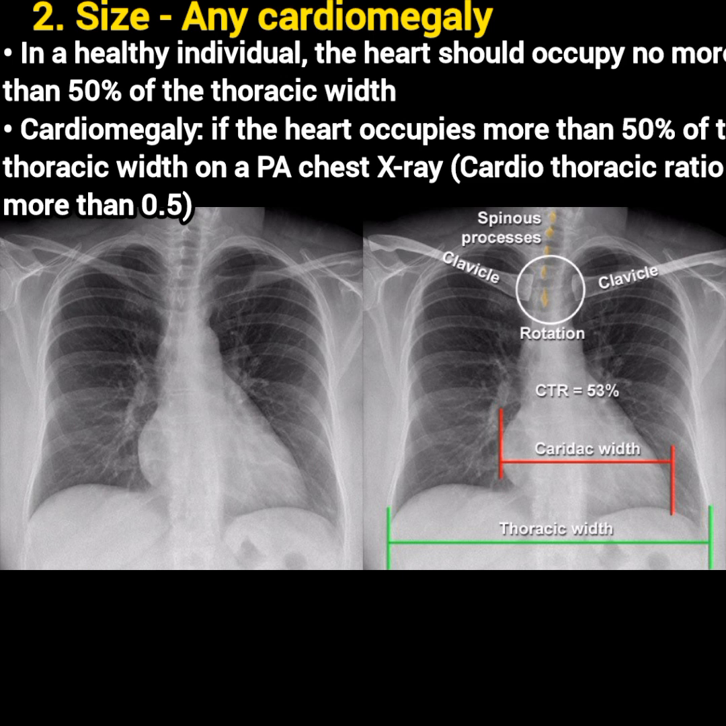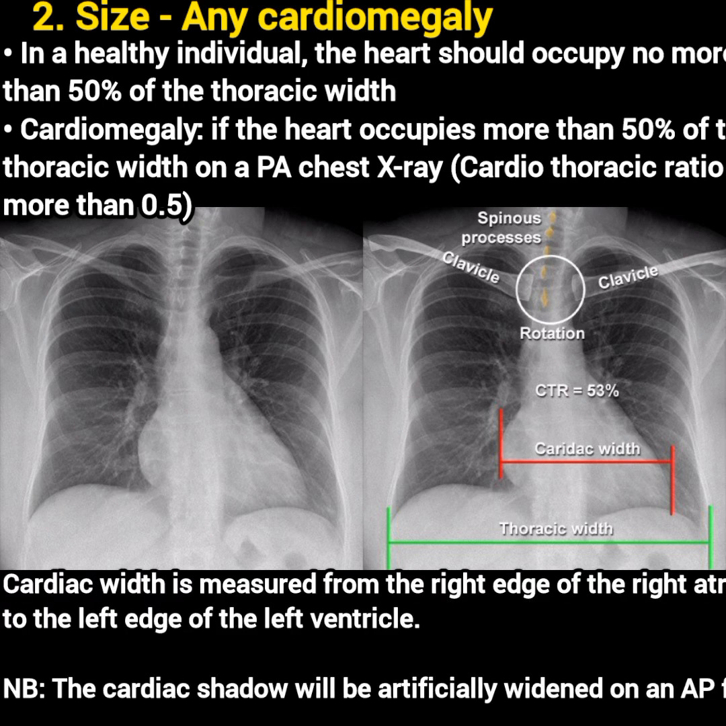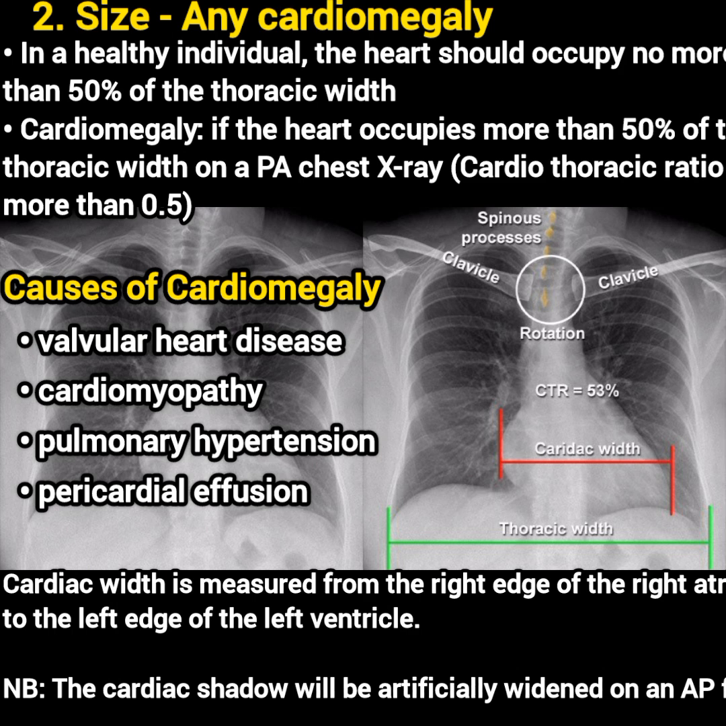Assessment of the heart size. Use the cardiothoracic ratio, where you take the cardiac width divided by the thoracic width. The cardiac width is measured from the right edge of the right atrium to the left edge of the left ventricle. You also note that the cardiac shadow will be artificially widened on an AP film, and conclusions should not be drawn. Causes of cardiomegaly: valvular heart disease, cardiomyopathy, pulmonary hypertension, and pericardial effusion.